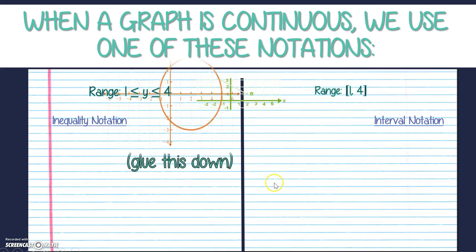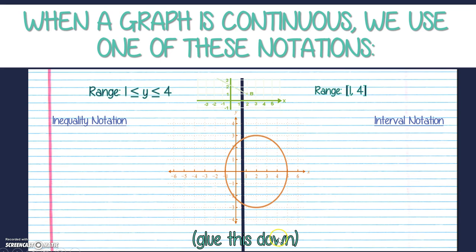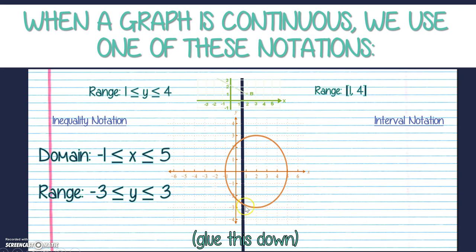All right, so right underneath we're going to do this one. It says glue this down because in class I gave out these graphs. Again, if you want these graphs, you just have to let me know. All right, inequality notation. Our graph goes all the way from negative 1 to positive 5. So we have negative 1 is less than or equal to x, which is less than or equal to 5. And then our domain, the lowest our circle goes here is negative 3, and it goes all the way up to positive 3.